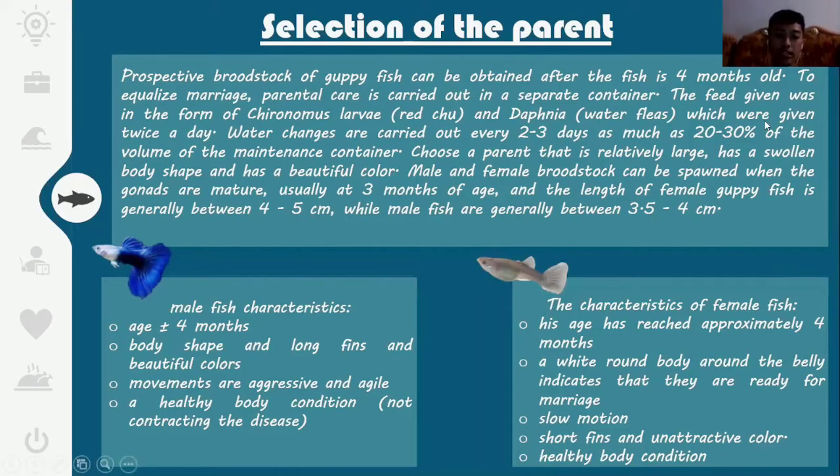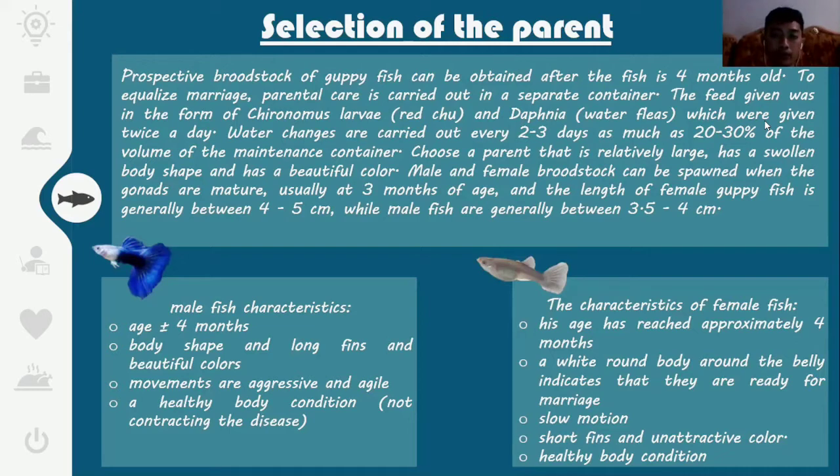Male fish characteristics: more than 4 months old, with a slim body shape, long fins, and beautiful colors. Movements are aggressive and agile. A healthy body condition, not contracting disease. And the characteristics of female fish: it has reached 4 months, with a round body around the belly indicating that they are ready for mating. Slow motion, short fins, an attractive color, and healthy body condition.